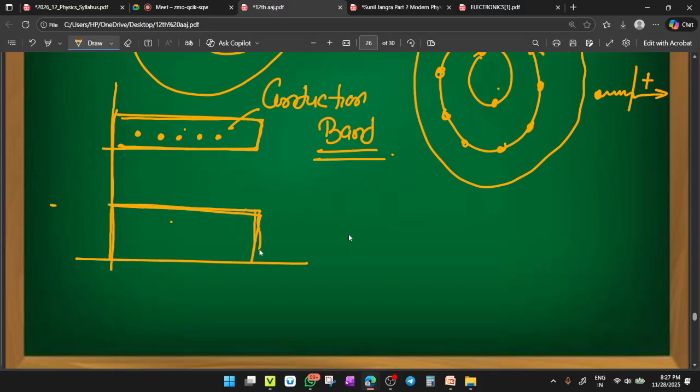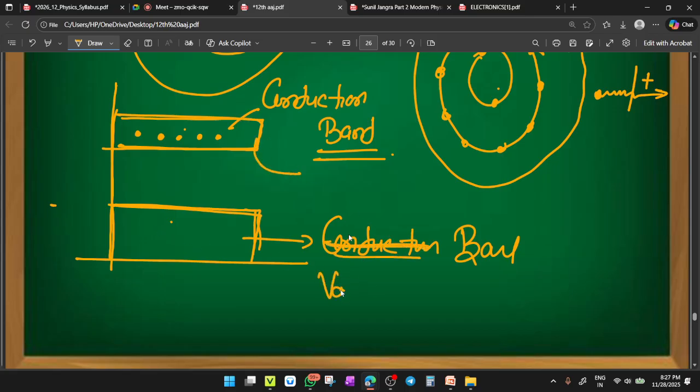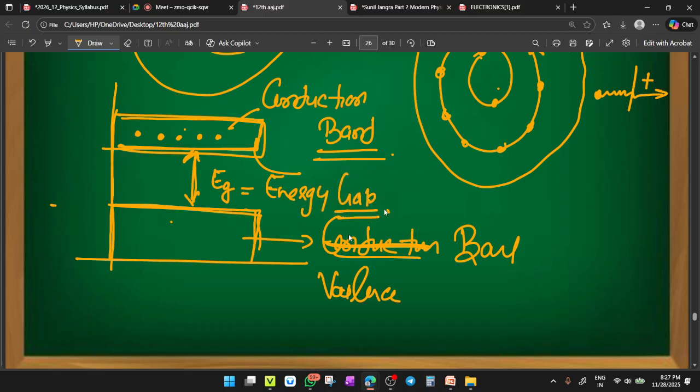So for solid materials, there are two types of band. The low energy band is called the valence band, and the higher energy band is called the conduction band. The gap of energy between these two bands is called Eg, the forbidden energy gap, or simply the energy gap. There is a difference between all three types of material, conductor, insulator and semiconductor, in this energy gap.